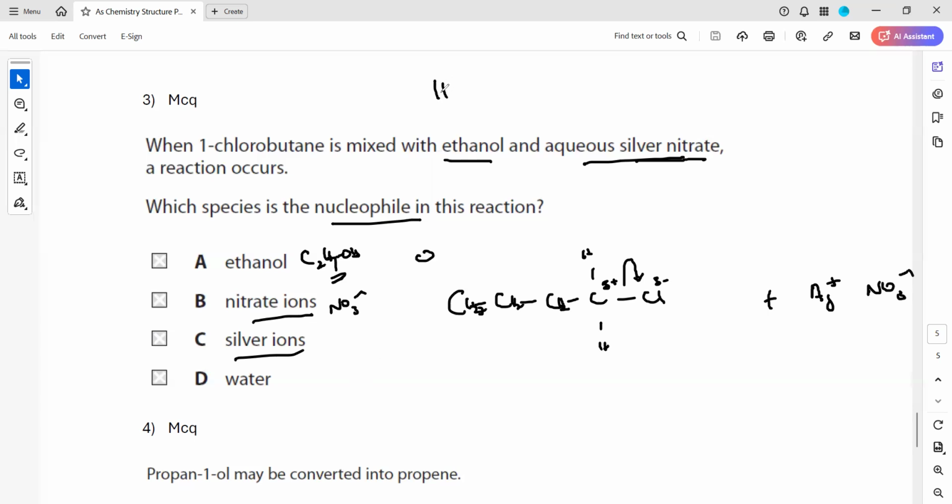Actually, because the solution contains H2O, the water will dissociate into H plus ion and OH minus ion. The OH minus ions, the hydroxide ions, have a lone pair, and they will attack the carbon. So the OH ions are produced by the water. That's why we say the nucleophile in this reaction is water, or H2O. Is it clear?